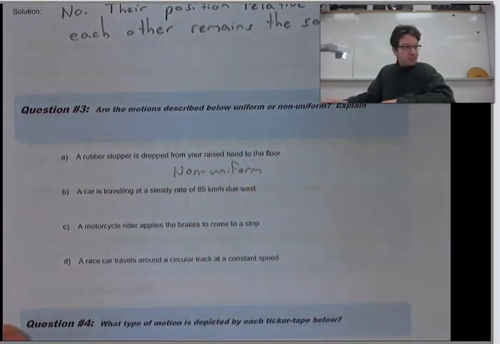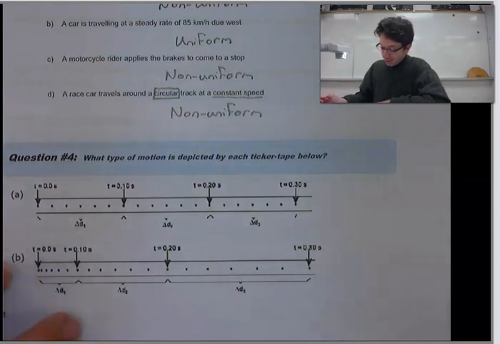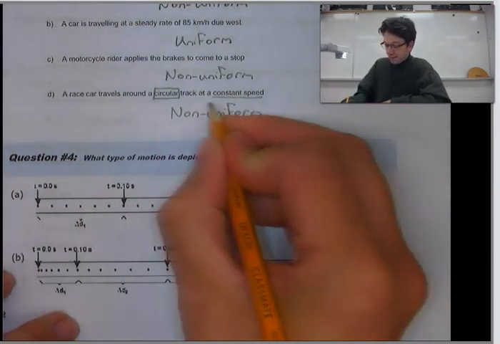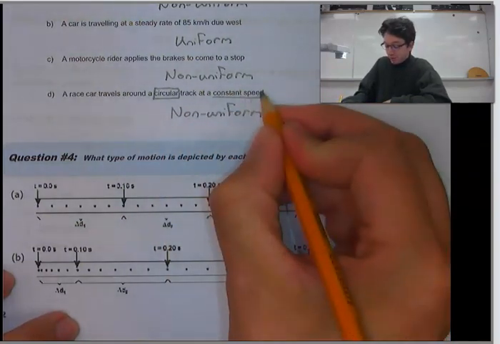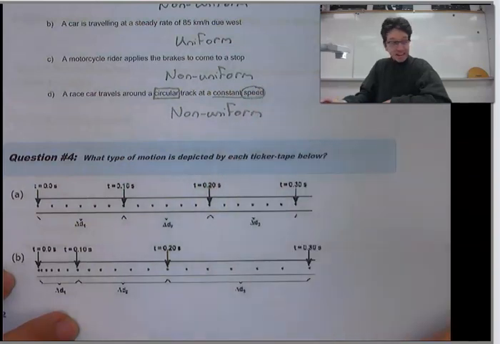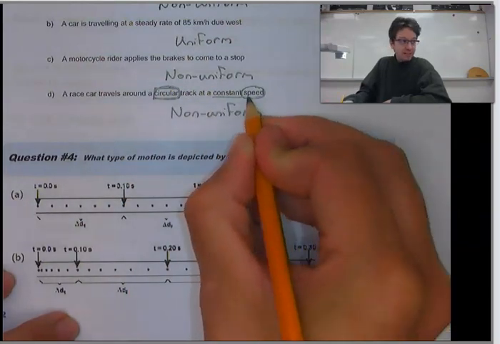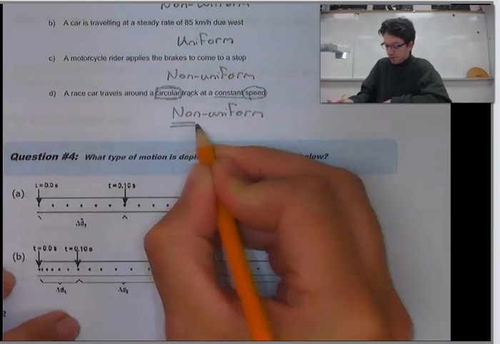Okay, so I'm going to pause here, and I want you to take a minute or two and look at parts B to D. Just in case you're watching this later, I'll repeat myself. Non-uniform motion cares both about the amount, so in this case how fast you're moving, and also what direction you're moving in. So even though your speed is staying the same, because your direction is changing, it's non-uniform.